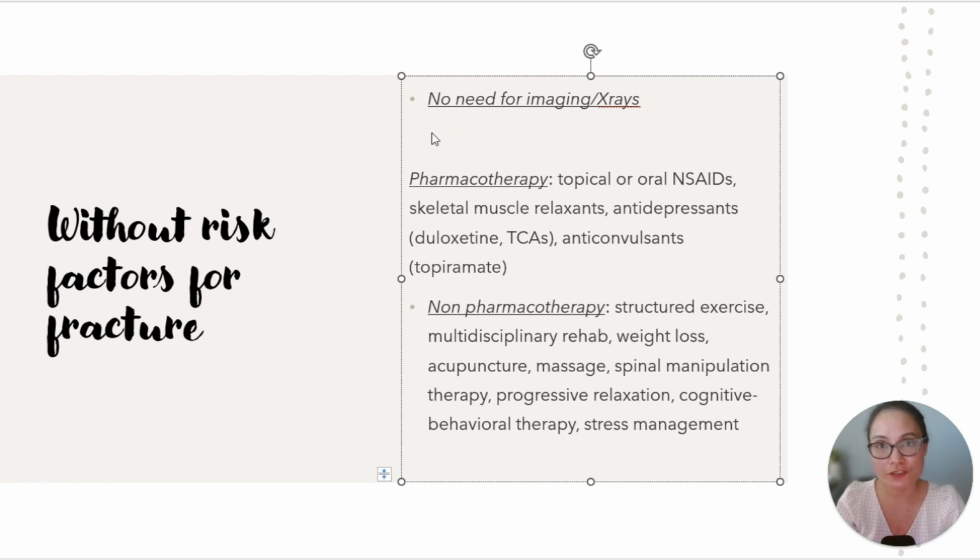But I do want to mention, if your patient came to you initially for acute low back pain and you've already recommended the pharmacotherapy and non-pharmacotherapy as listed here, and they come back to you with persistent pain, I would consider an x-ray. Again, pharmacotherapy: topical or oral NSAIDs, skeletal muscle relaxers, antidepressants like duloxetine, TCAs, and anticonvulsants. Non-pharmacotherapy: structured exercise or physical therapy, weight loss if indicated, acupuncture, massage, spinal manipulation therapy, and stress management.